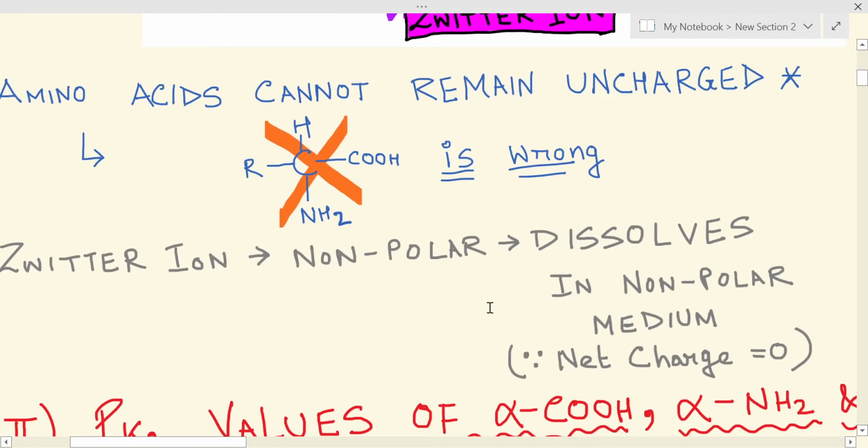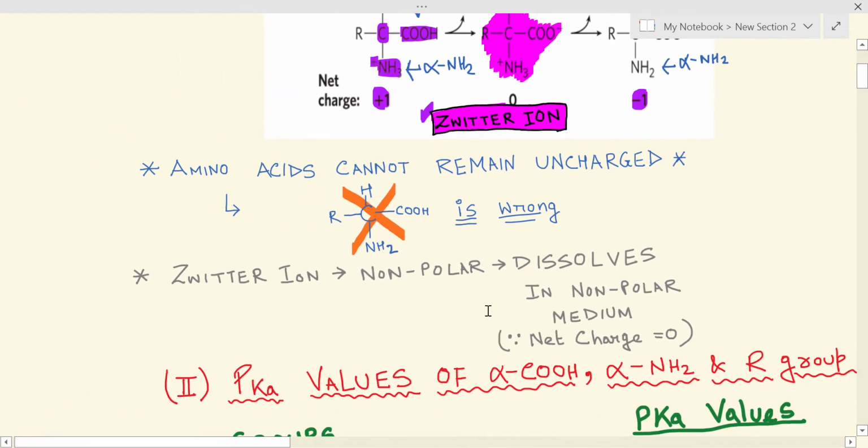And zwitter ion is non-polar in nature. Why? Because it is having net zero charge. Although it is having one positive and one negative charge, still the net charge is 0. So zwitter ion is non-polar and therefore it will dissolve in a non-polar medium. So these 2 points are very important.